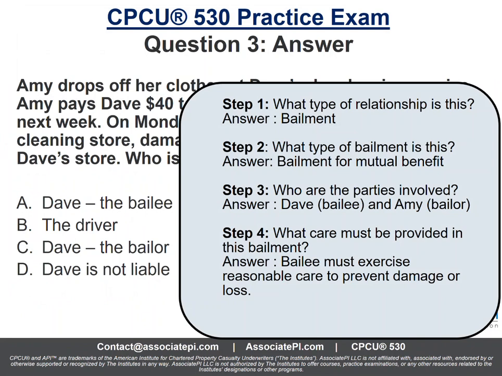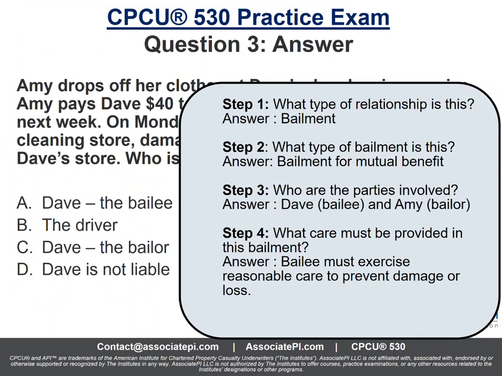Next, who are the parties involved? You know, Dave is the bailee. Amy is the bailor. You need to know that because look at how the answer options are formatted. It gives you a bunch of options of Dave being the liable party, Dave the bailee, Dave the bailor. What is he, the bailee, bailor? Well, we know he's the bailee, so it definitely can't be answer option C. Right away, you can cross that one off.